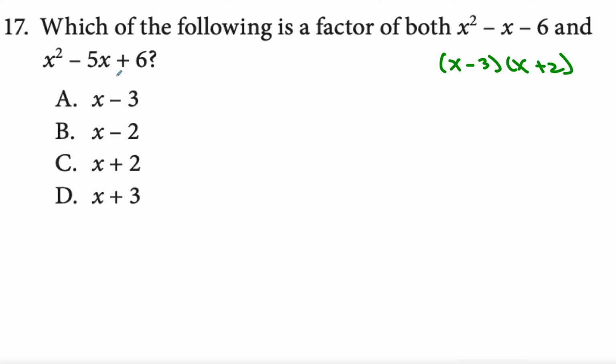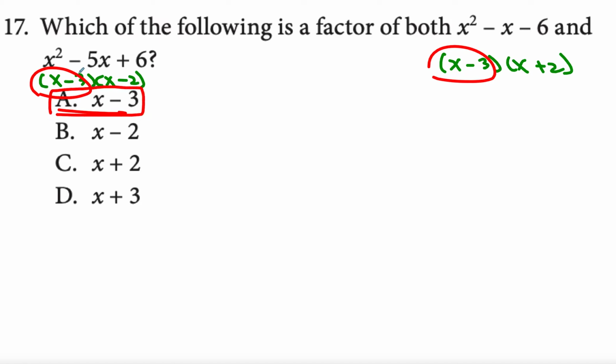How about the second one? Which two numbers multiply to 6 but add up to -5? Oh yes, x minus 3 and x minus 2. But when you look at them, which factor is common in both of them? That's right, x minus 3. So therefore choice A becomes our answer.